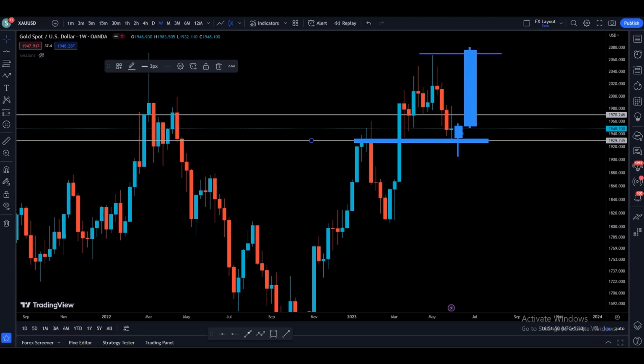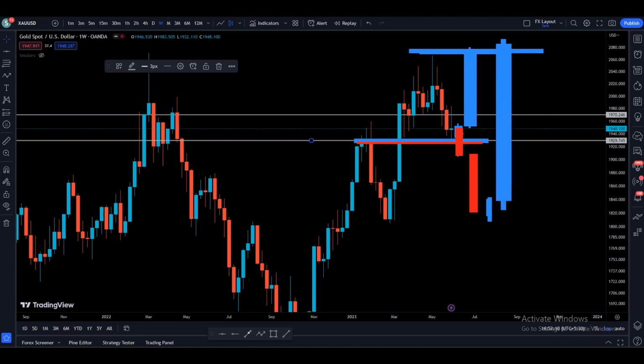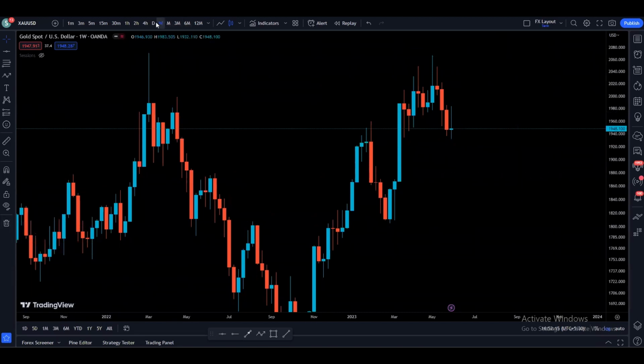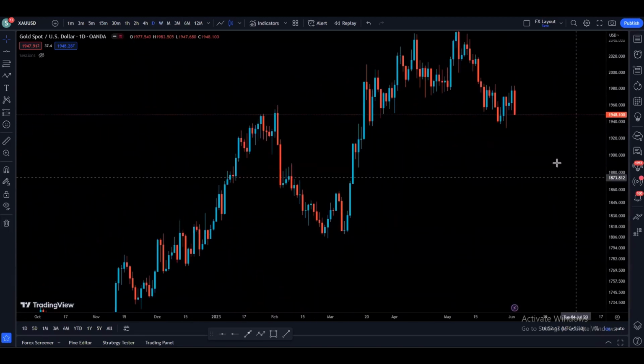But at the same time, if we close bearish below the support, then the price may come down a little bit lower, as we anticipated earlier, to find support later on, and come up and retest the previous highs, right? So these are the possibilities on the weekly time frame. Now let's go to the daily time frame to see what's happening.